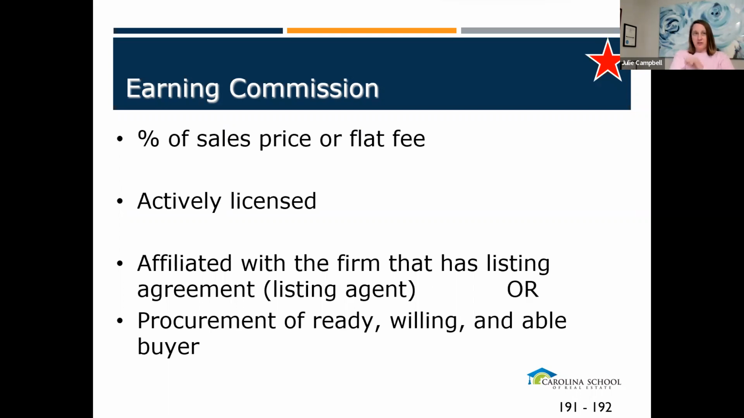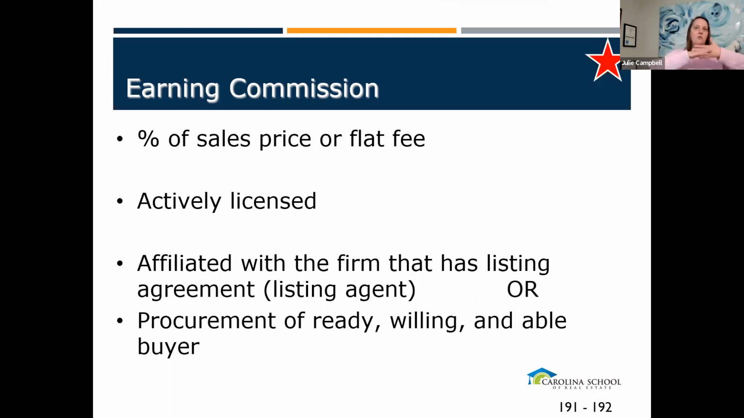Let's make sure we understand something. There's a difference between when you earn your commission versus when you actually get paid. We earn our commission when we brokerage the deal, when we connect the buyer and the seller. We have a seller that wants to sell and we have a ready, willing, and able buyer. And technically, when we connect the two, we've earned our commission.